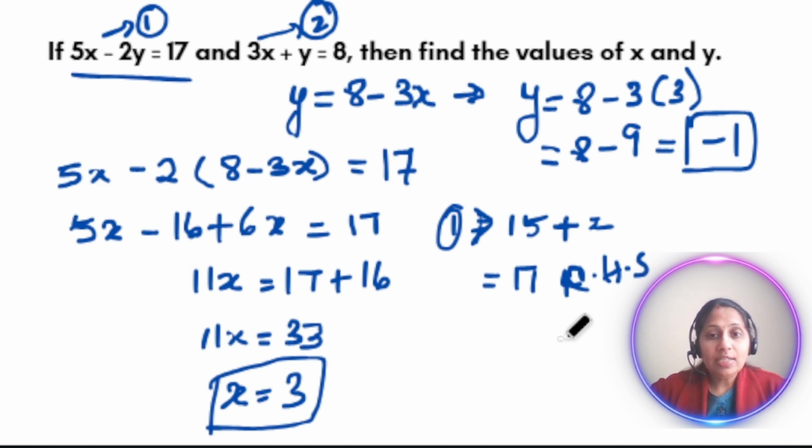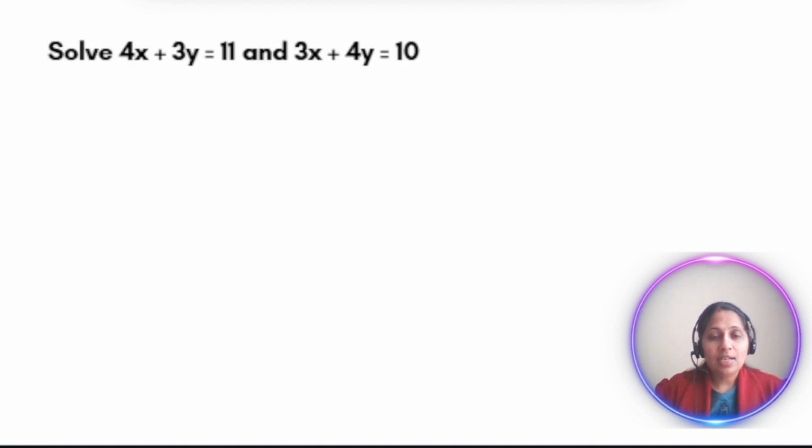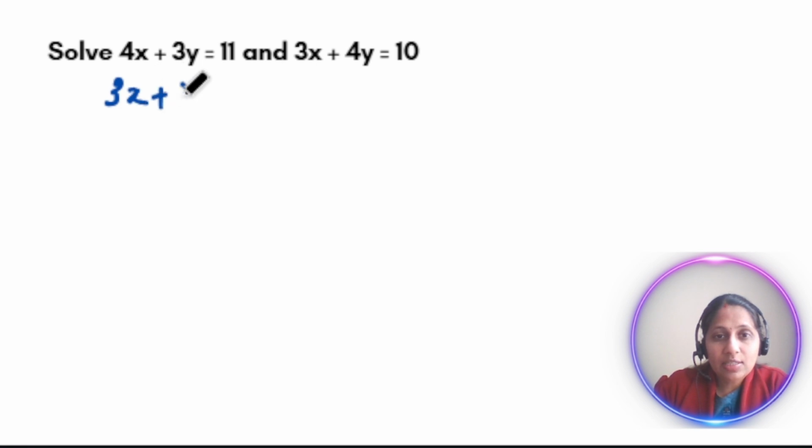So now let's go for the third method, which is adding the two equations once and then subtracting them again with the other. So let's understand again with an example. Solve this equation: 4x plus 3y equals 11, 3x plus 4y equals 10. As I told you, add both the expressions here. So I'll write the second expression below this in order for us to add easily.